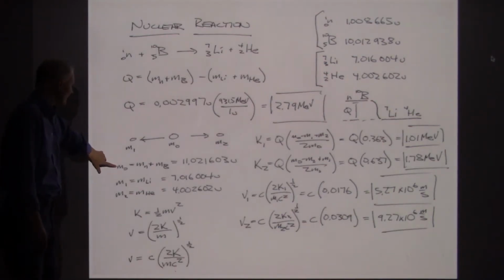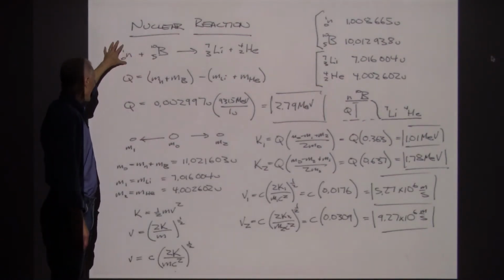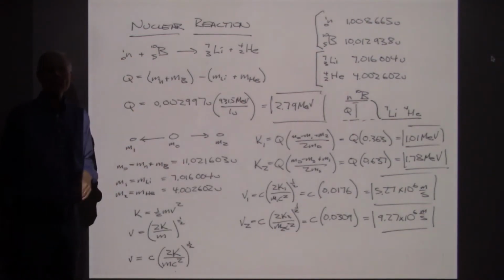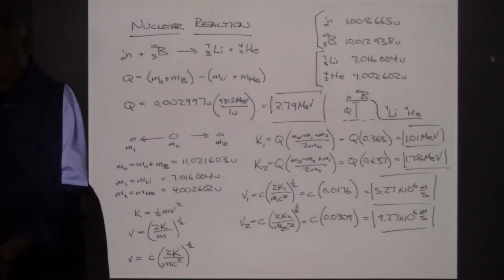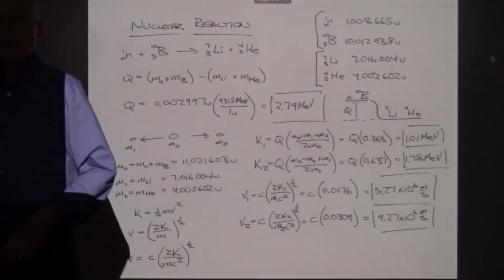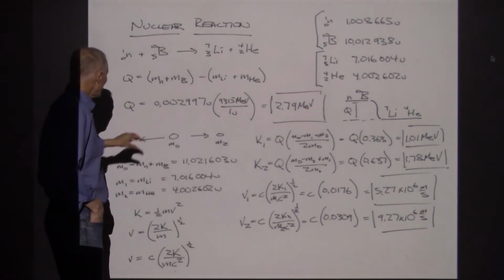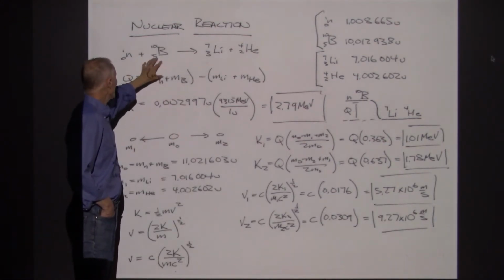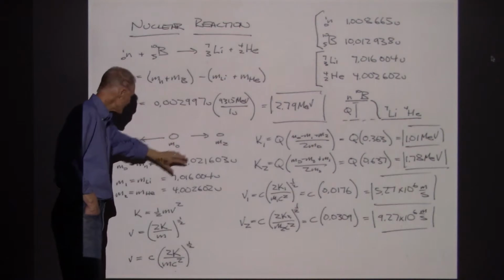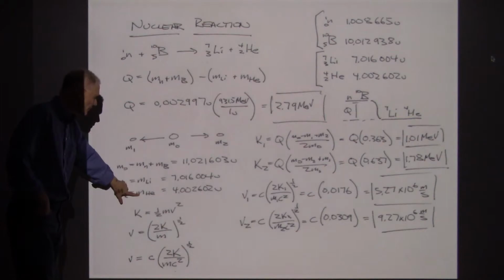So what I'm going to do is take not just the boron by itself, but the boron and the neutron combined, and add their masses together as the starting mass. Maybe they told us this in the problem: it's very slow moving neutrons. So we're going to treat the neutrons as if they're coming in with no kinetic energy at all. So we can treat the starting particles as just at rest. I can add their masses together, call that m naught, and then m1 and m2 will be the mass of the lithium and the helium.